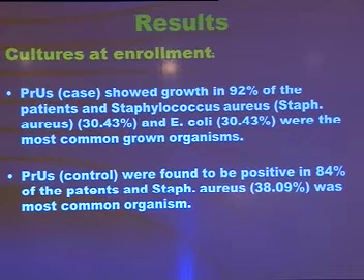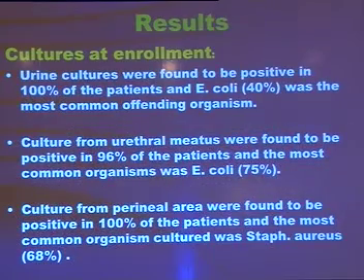Cultures at enrollment of other sites: pressure ulcer cases showed growth of Staph aureus in 92% of the patients, and pressure ulcer controls again showed 84% Staph aureus. Urine cultures were positive in 100% of the patients, with the majority grown by E. coli. Cultures from the perineal area were positive in 100% of the patients, and the most common organism cultured was again Staph aureus.